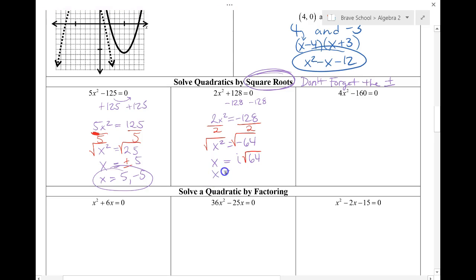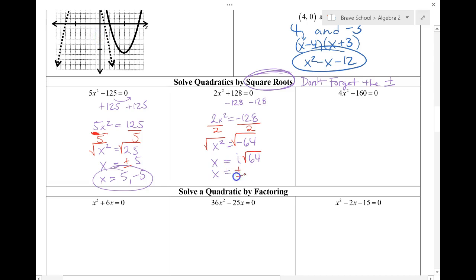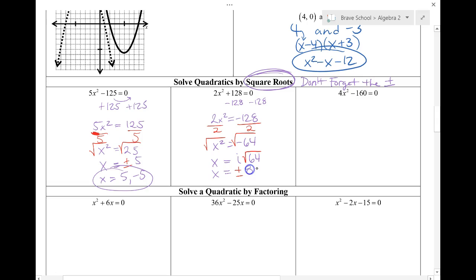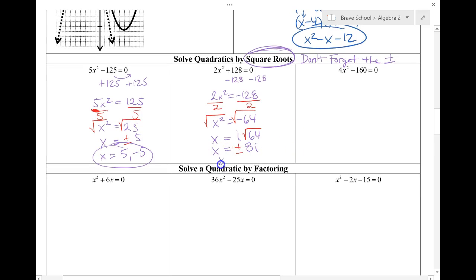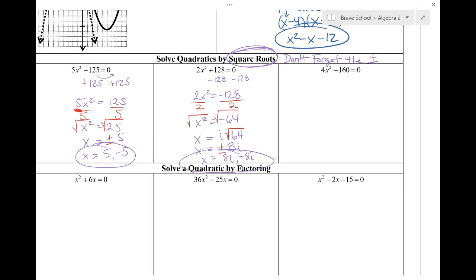Now you end up with x equals plus or minus the square root of 64 times i, and the square root of 64 is 8. So we have plus or minus 8i, or x equals 8i and negative 8i. So we have two imaginary roots. Alright, now let's do this next one.